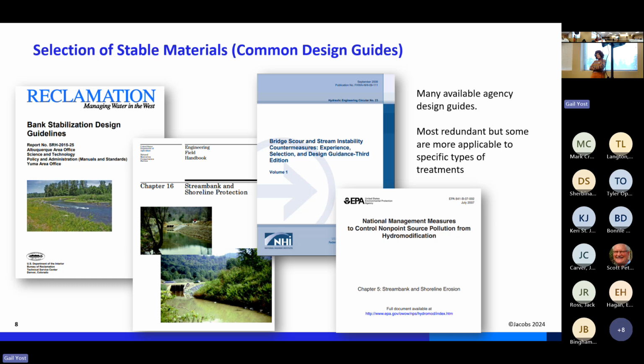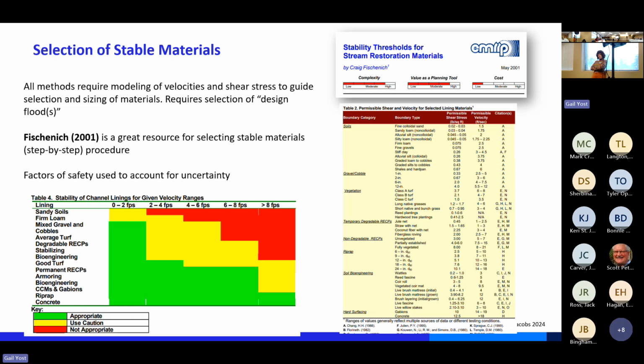This is called Fishnick. It's by the Army Corps of Engineers: Stability Thresholds for Stream Restoration Materials. This one's actually cited in a bunch of those other design guidance documents that I showed you. It's one of the most commonly used, but it really just summarizes all the research that's been done, flume studies and things, and shows which different surfaces are stable at different velocities and shear stresses.